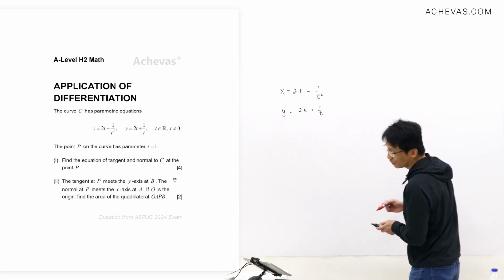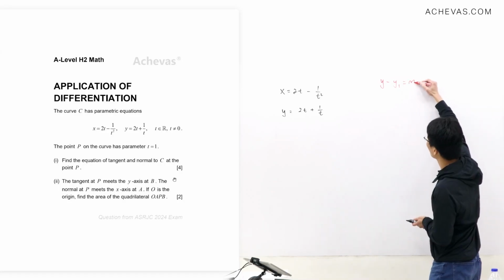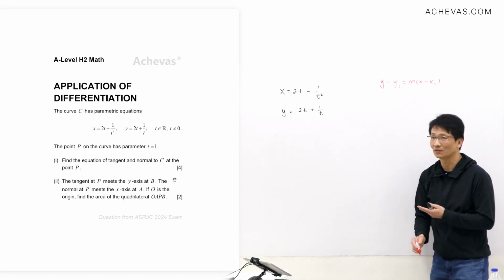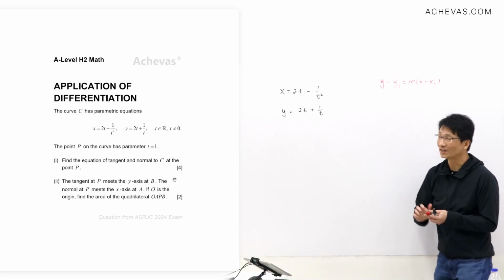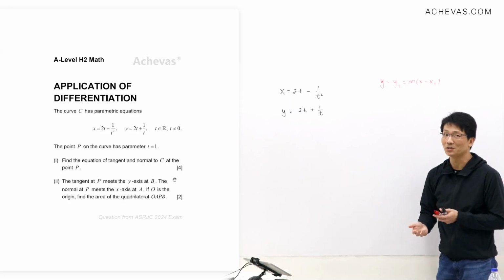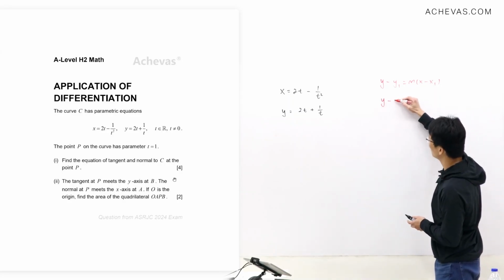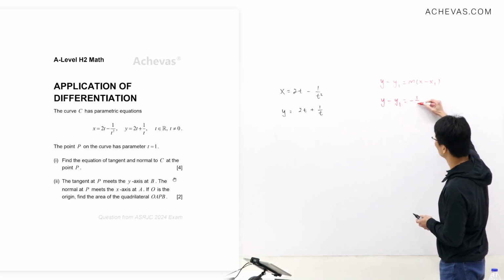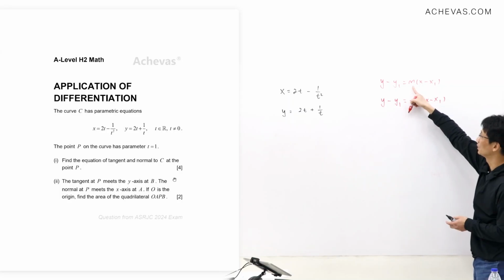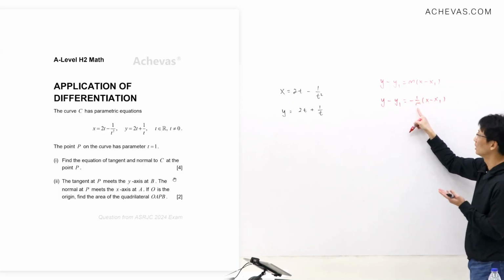So for equation of tangent, I will want to use y minus y1 equal to m bracket x minus x1. I'll prefer to use this formula instead of y equal to mx plus c because I just need to find the gradient and a point to define the equation of the tangent. Similarly, for equation of the normal, you'll just be y minus y1 equal to minus 1 over m bracket x minus x1, whereby the m is the gradient of the tangent. So the gradient of the normal will just be the negative reciprocal of it.